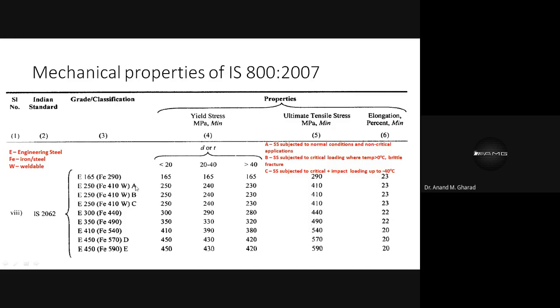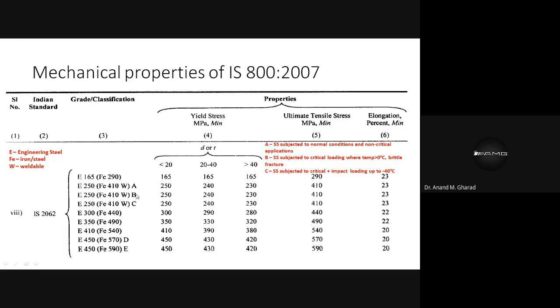Then there are a few more classifications for grades like capital A, B, and C. What do they stand for? Capital A stands for structural steel subjected to normal conditions, which can be used for non-critical types of applications. Right? So just common construction, residential, commercial, okay, where no specific criteria is required. For that, we can certainly make use of this grade A.